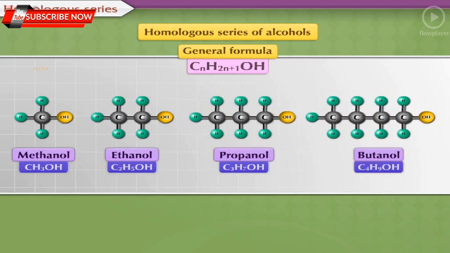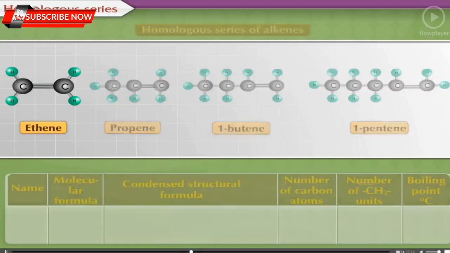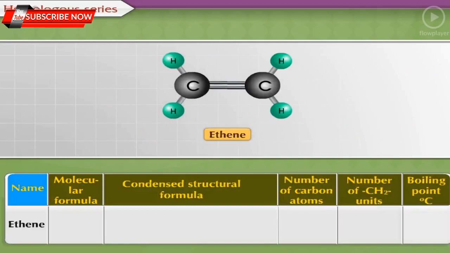Now let us study about the homologous series of alkenes. Ethene is the first member of the homologous series of alkenes. The molecular formula of ethene is C2H4, and its condensed structural formula is H2C=CH2. The number of carbon atoms in ethene is 2, the number of CH2 units is 0, and its boiling point is minus 102 degrees Celsius.